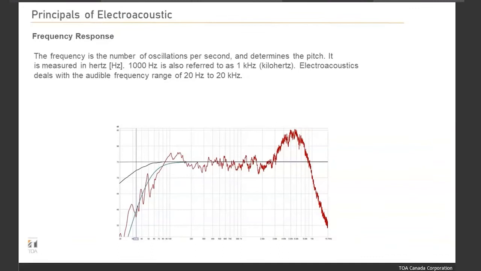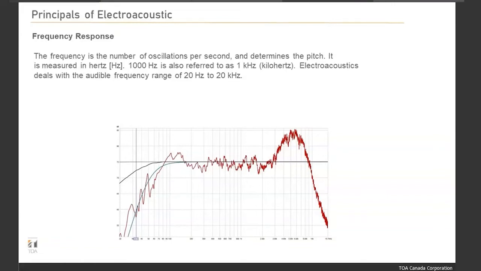So this is frequency response. The frequency response is the number of oscillations per second, which determines the pitch, and it's measured in hertz. So 1,000 hertz is also referred to as 1 kilohertz. That's the sound from back in the day that people in broadcast television call test tone. If you know what that sounds like, it used to come when TVs used to turn off at night. That would be the tone that you heard.